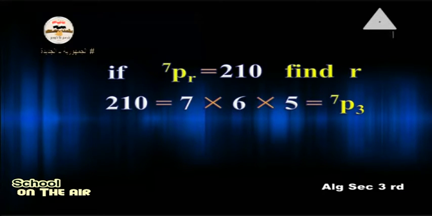When 7PR equals 210, we factorize 210 into 3 numbers, starting from 7. Why? Because on the left-hand side it is 7PR, so 210 must first be divided by 7, after that divided by 6, then divided by 5. Then 210 equals 7 times 6 times 5 equals 7P3. So 7P3 equals 7PR. Therefore, r equals 3. In this case, r equals 3.